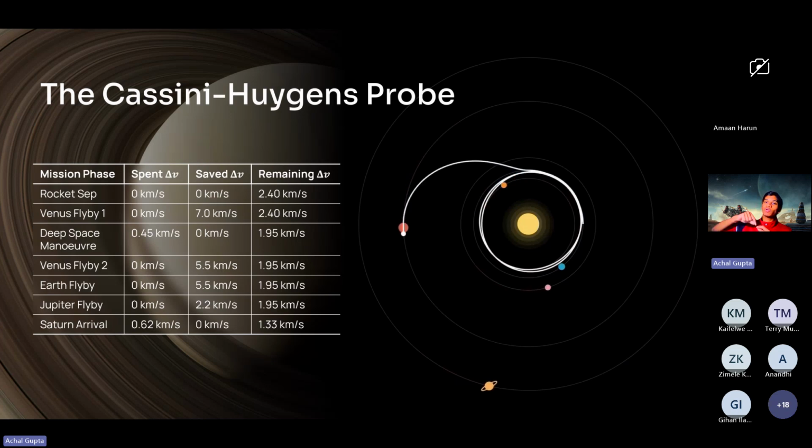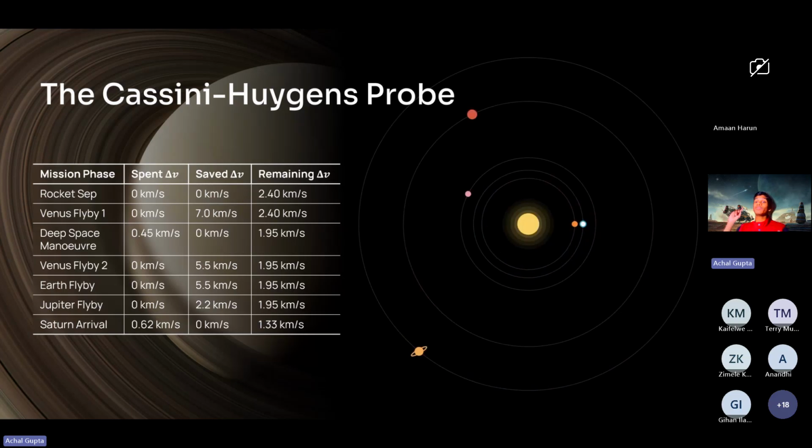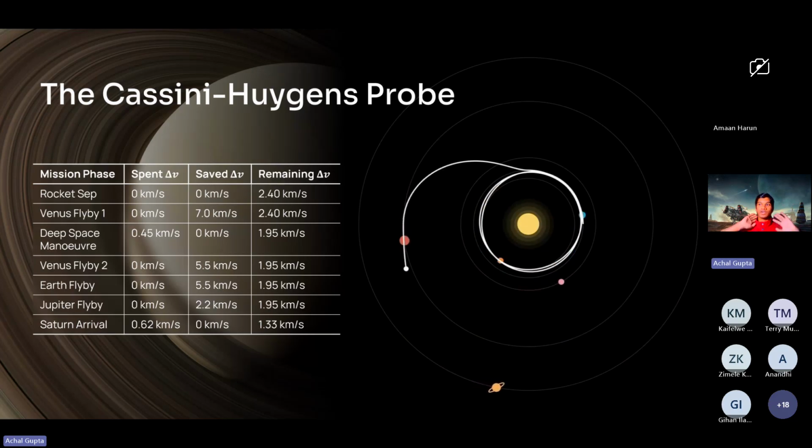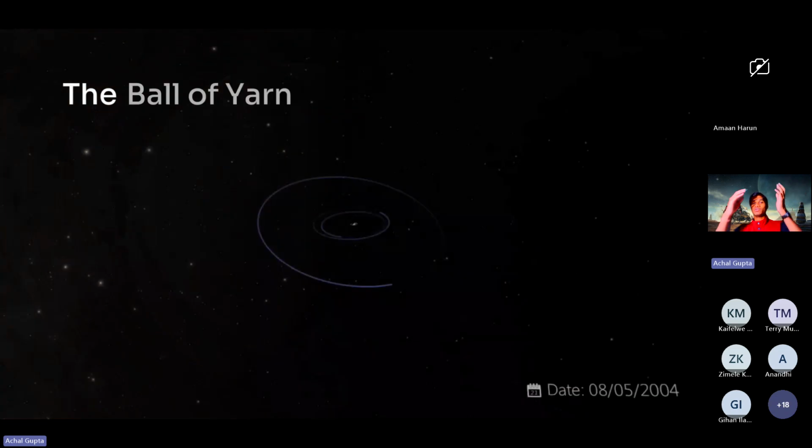Then we performed a small maneuver so that we fly by Venus again, and that cost us 0.5 kilometers per second, very small stuff. Then we flew by Venus again, and then we flew by Earth, and then we flew by Jupiter, and then eventually we got to Saturn a while later. As you can see, we started off with 2.4 kilometers per second of delta V in the tank, and we ended up with 1.33. So we saved almost 20 kilometers per second of delta V in getting to Saturn. And what do you do with 1.3 kilometers per second of delta V when you arrive at a planet like Saturn? Well, you do this.